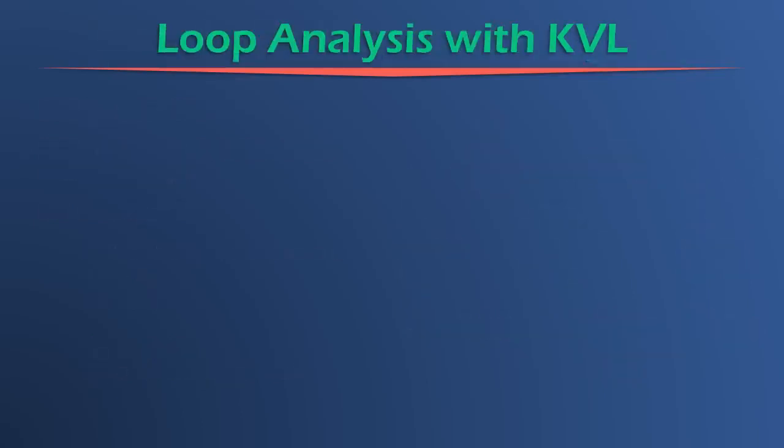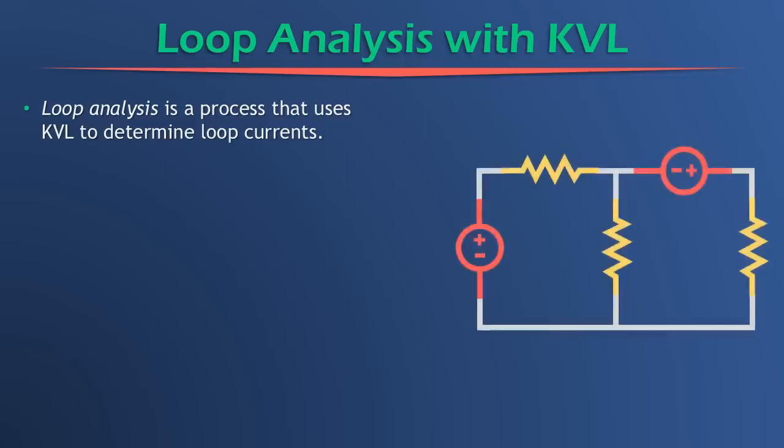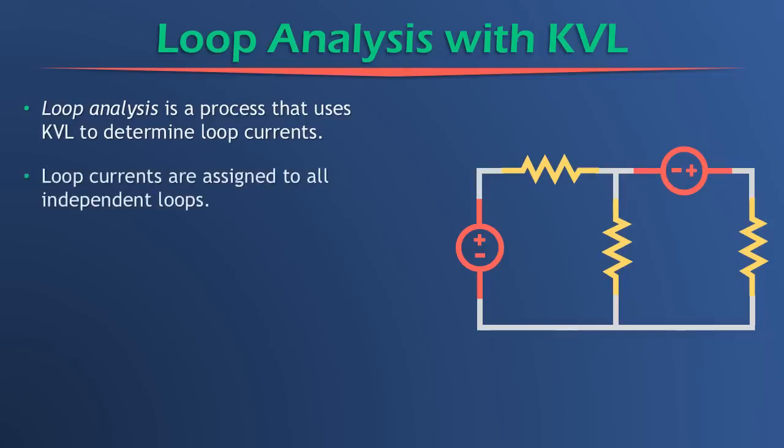So, loop analysis with KVL. It's kind of the parallel to nodal analysis with KCL. Loop analysis is a process that uses KVL to determine loop currents. So here's the example circuit that we're going to look at. So if we have a circuit like this, the first thing we want to do is to assign loop currents to all the independent loops. And in this case, we have 2 independent loops, and they are these smaller sub-loops inside the circuit.